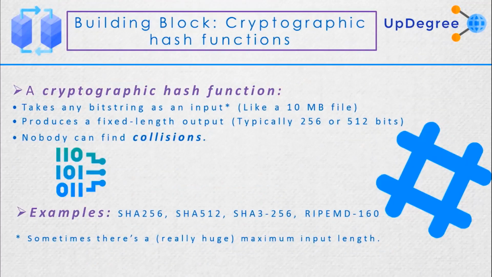The first one is, what is the building block? Let's understand what cryptographic hash functions are. We have seen that a cryptographic hash function takes a bit string as an input. It can be a file, it doesn't have to be a Word file, it can be any file. It has a fixed length output, because for any input there is an output, and typically the output size is either 256 or 512 bits, and there is no way we can get collisions.